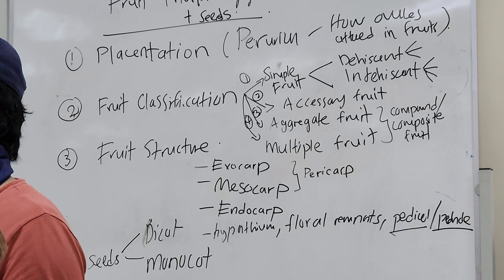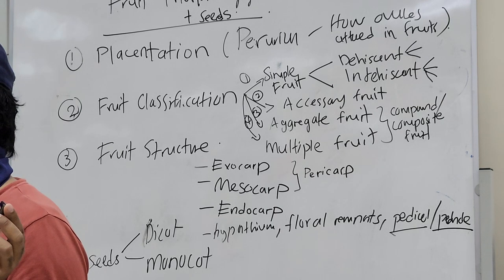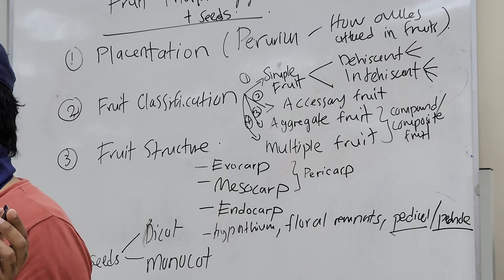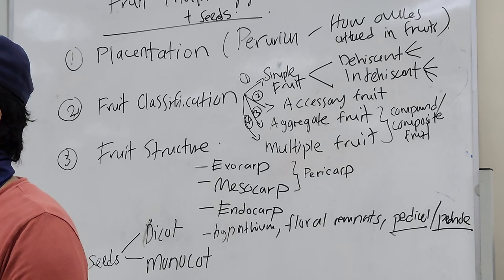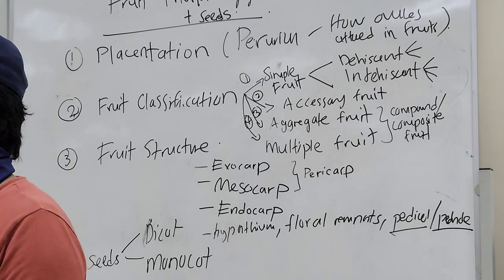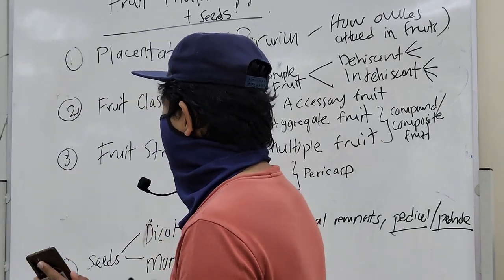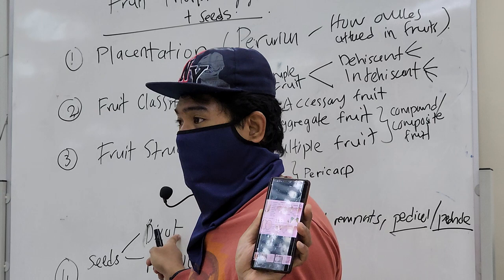Hey, group at the back, can you check? Is it Vigna radiata? Oh dear, it's right in front of your eyes. Is it or isn't it? Ha. Vigna radiata is kacang hijau, mung bean. So that represents the dicot seeds.